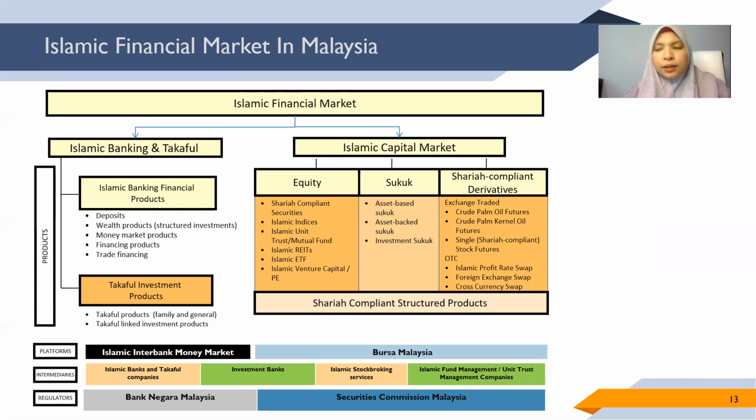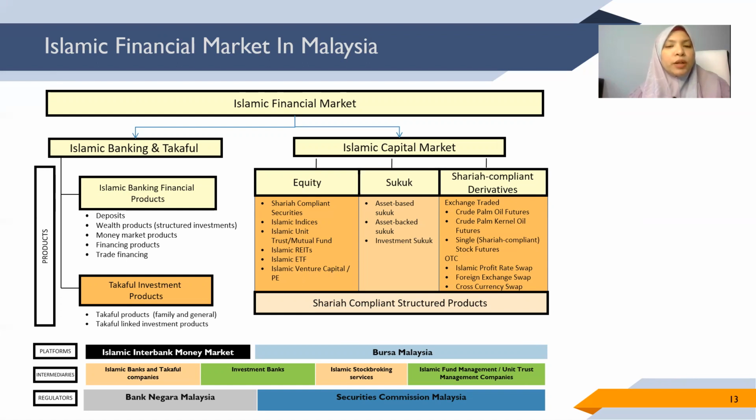However, on the right side, we have the Islamic capital market. All the instruments are divided into equity, sukuk, and derivatives. For example, we have Islamic unit trust, REIT, ETF, venture capital, and for sukuk we have asset-backed and asset-based, and for derivatives we have crude palm oil futures and single stock futures. The platform for the Islamic capital market is Bursa Malaysia and also over the counter.